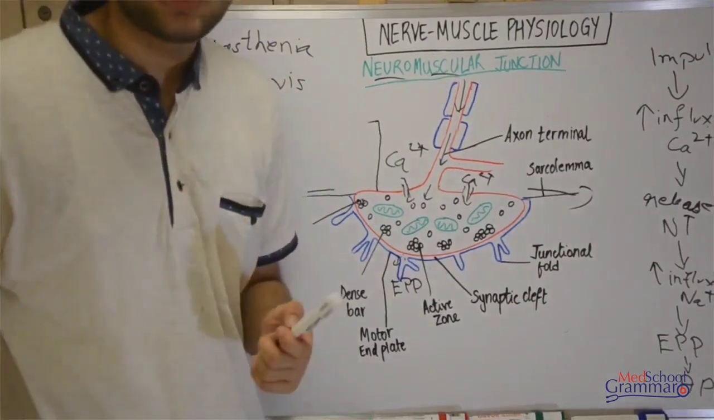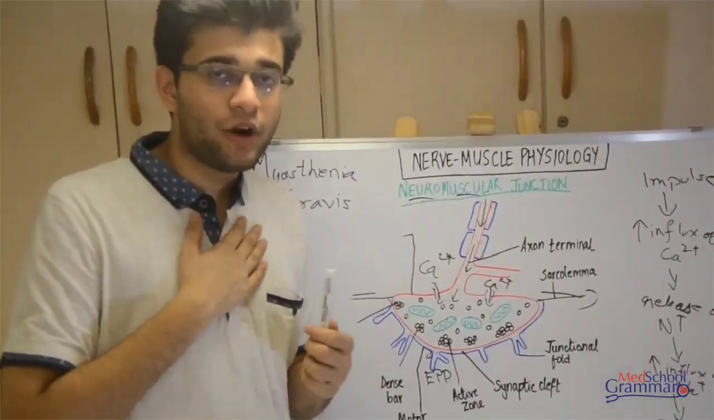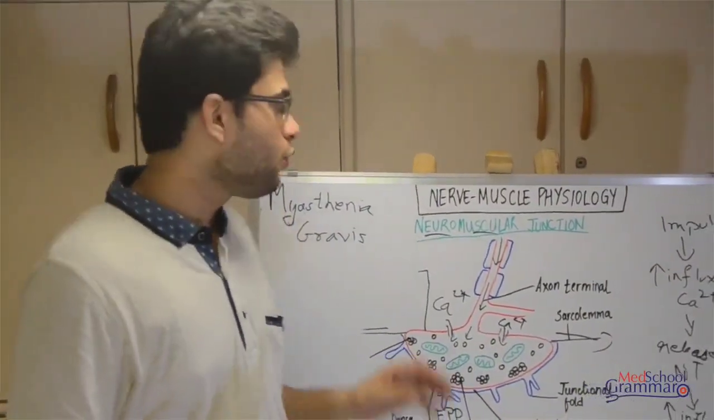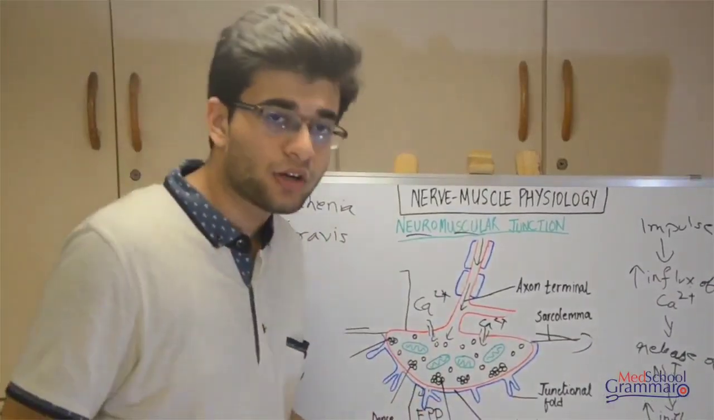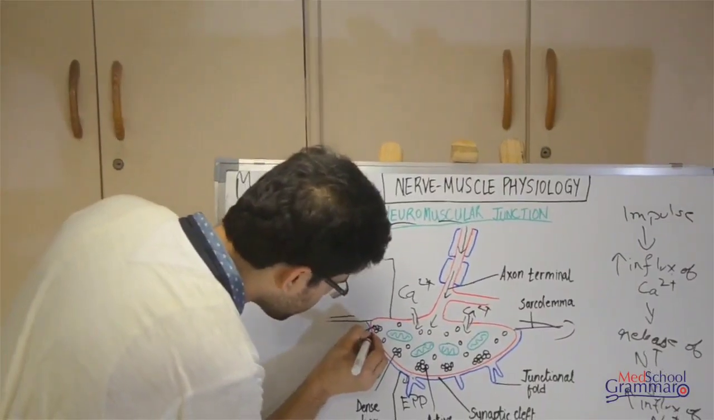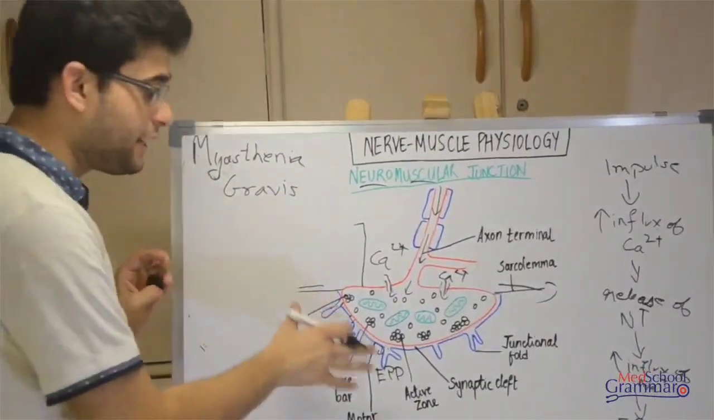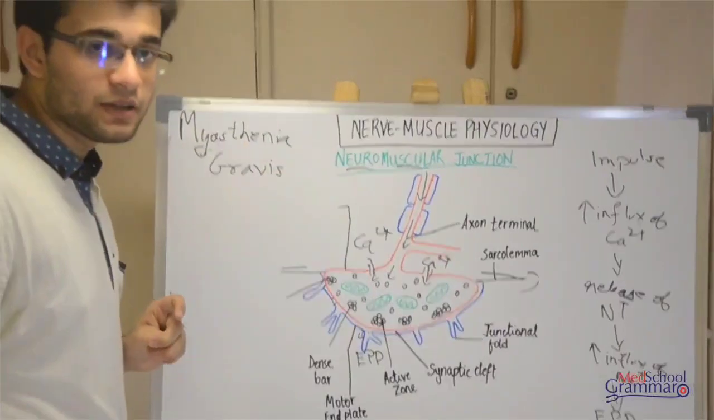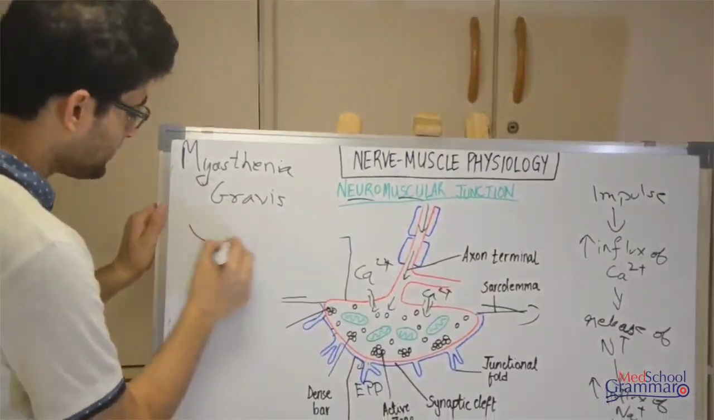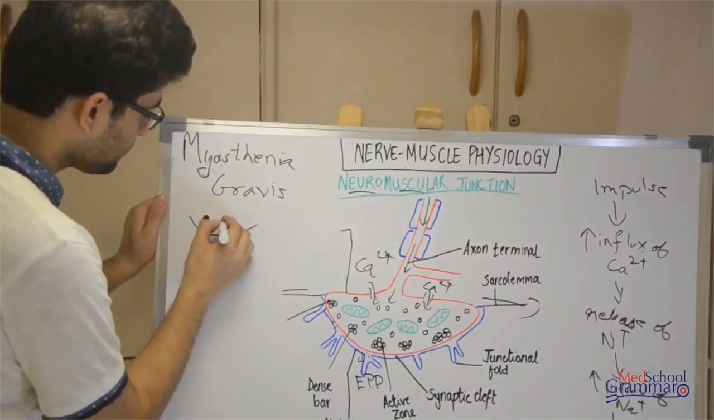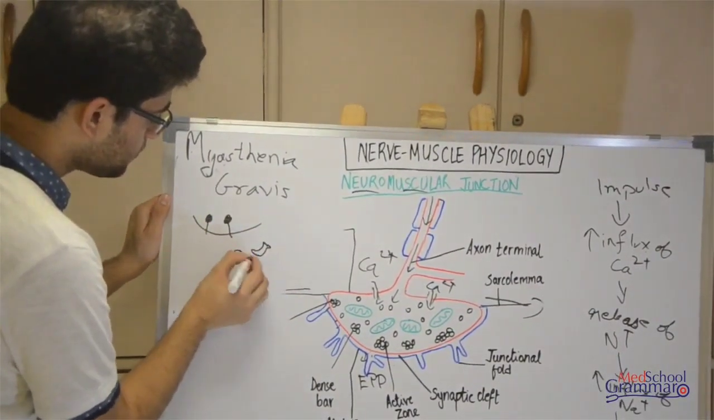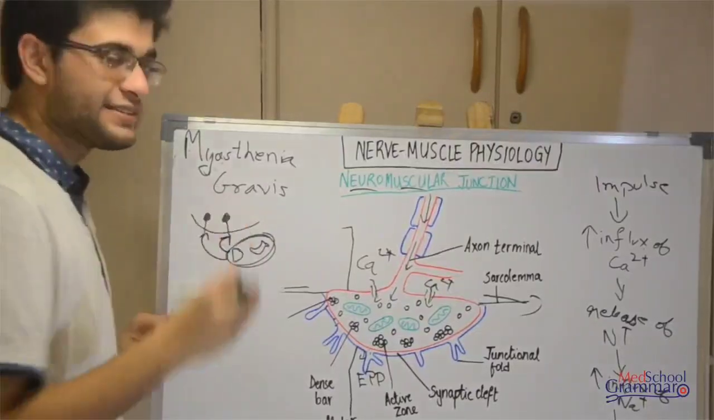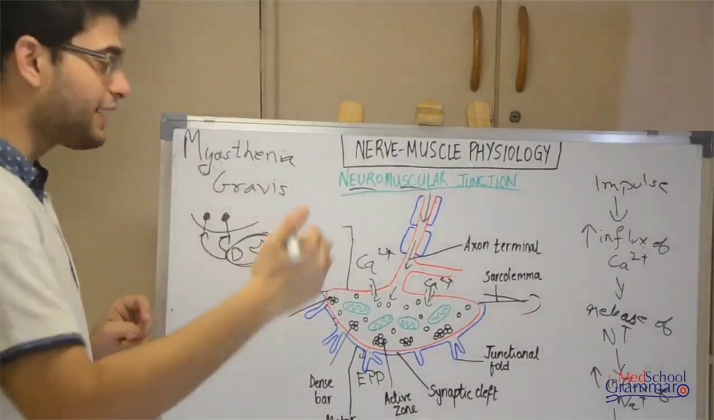Myasthenia gravis is an autoimmune disorder. What does that mean? Our body produces antibodies against our own cells. In myasthenia gravis, antibodies are produced against what? If you recollect, I said there are acetylcholine receptors in the motor end plate. The antibodies are formed against these acetylcholine receptors. This is the motor end plate and these are the acetylcholine receptors. These antibodies attack these acetylcholine receptors and decrease their number.